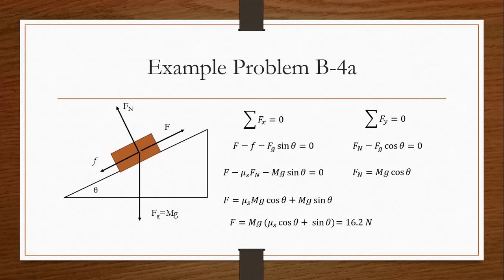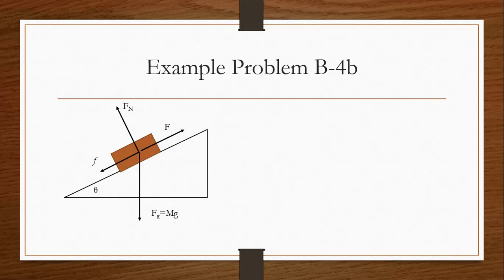Now if I actually wanted to calculate out the value, I could plug in my values, and what you end up with is 16.2 newtons is the force that I would need to apply in order for the block to start to move. Now what's true in part B is that once I get the block to start to move, I no longer am dealing with static friction, but this block is now sliding up the ramp, so I'm dealing with kinetic friction.